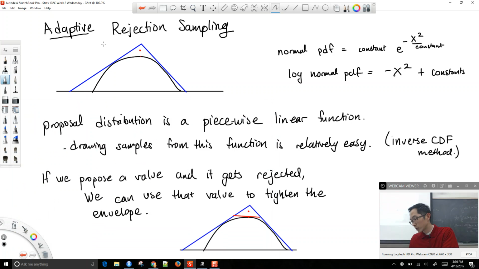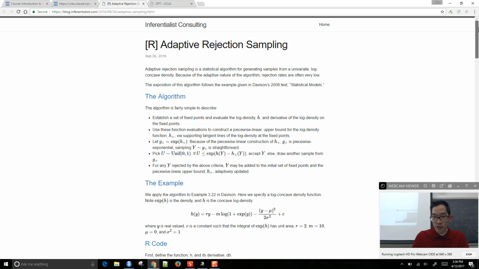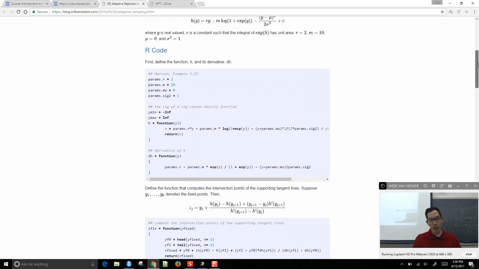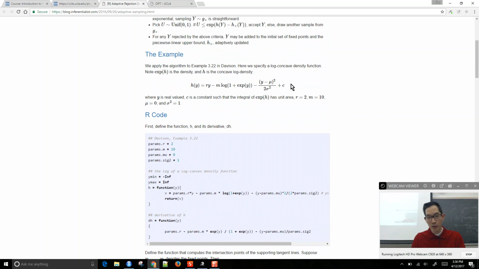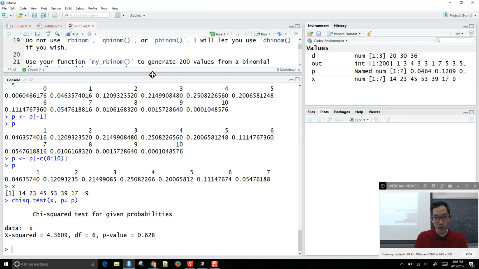You can read about it on Wikipedia, and then I'll link to some code. So here, this person implemented some code in R. Their example is a lot more complex than proposing from just a plain old normal distribution.